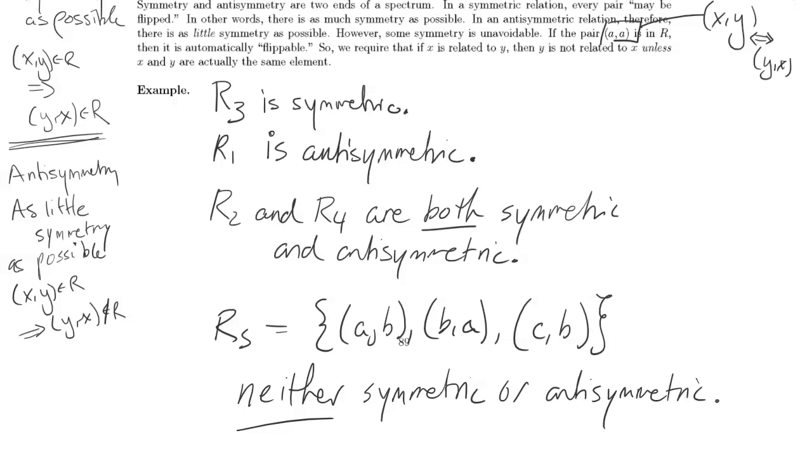And the reason that it's neither is because I have AB and BA contributing to symmetry, but then since I can't find the pair BC, CB is contributing to anti-symmetry. But it has to be all of one in order to get that name. So since I can't find BC, I'm not symmetric, and since I can find AB and BA, I'm not anti-symmetric. I don't know if these arrows are going to help or hurt, but that's the idea. So AB and BA keep us from being anti-symmetric, CB keeps us from being symmetric.